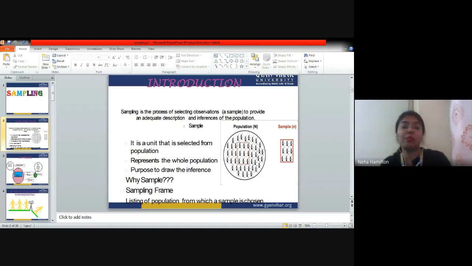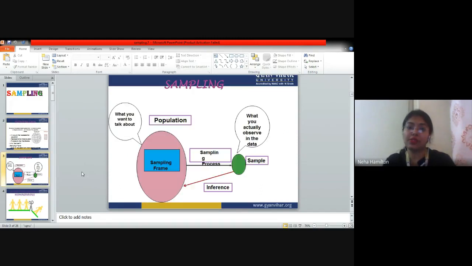What is the purpose to draw the inference? See, we are selecting this sample as a representative of the whole population. So, what we are going to do is generalize this study to the whole population, right? So that is called the sampling process.